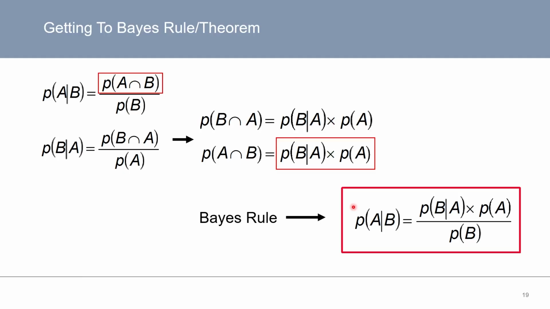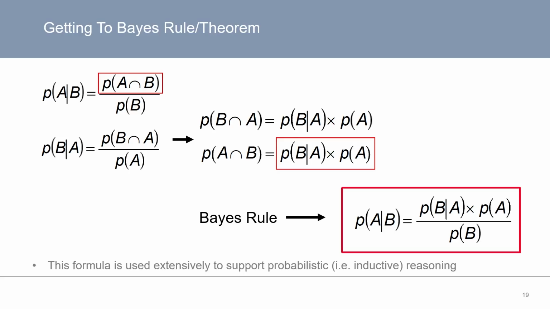Here, the Bayes rule is describing a conditional probability, or the probability of A given B, in terms of the conditional probability of B given A, the probability of A, and the probability of B. So now we have a way to describe conditional probabilities without requiring joint probabilities. We'll see later on why this is a very useful simplification. Also notably, this formula is used extensively to support probabilistic, or in other words, inductive reasoning.